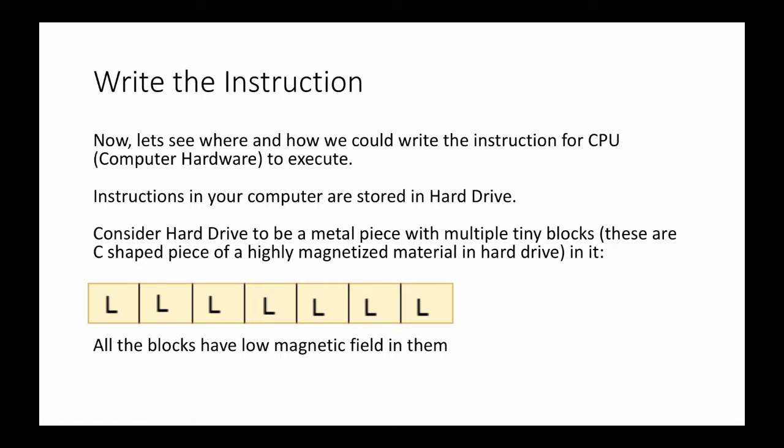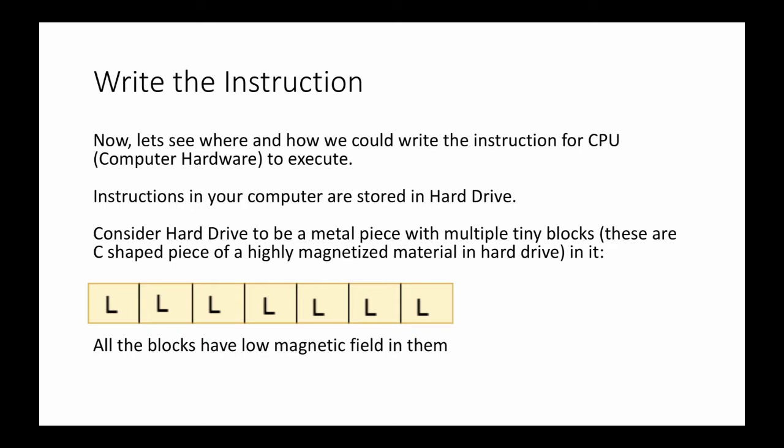So what is a hard drive? In the very simplistic definition, consider a hard drive to be nothing but a metal piece with multiple tiny blocks in it, which are C-shaped pieces of highly magnetized material. So you can get a representation here of a hard drive which has some blocks to it and they are marked by L. Now L here means that the block contains a low magnetic field. So let's assume that this is the initial state of the hard drive where all the blocks have low magnetic field in them. Mind you, they are highly magnetized material.